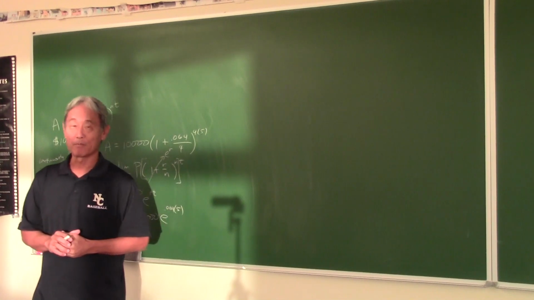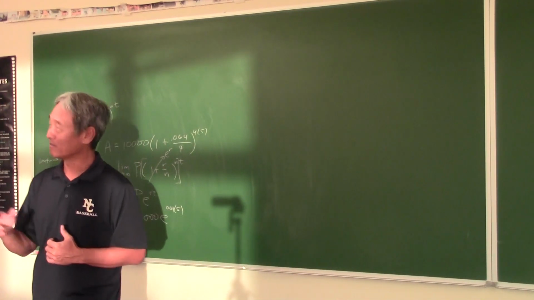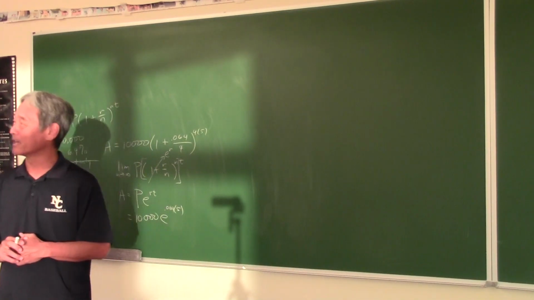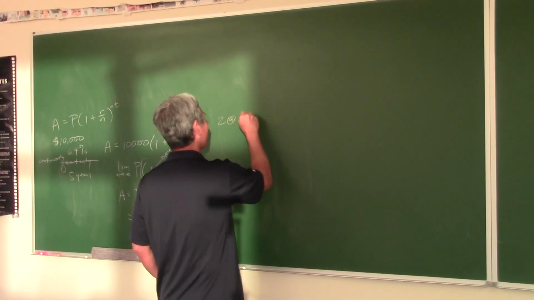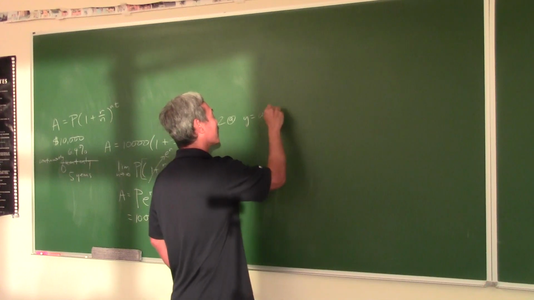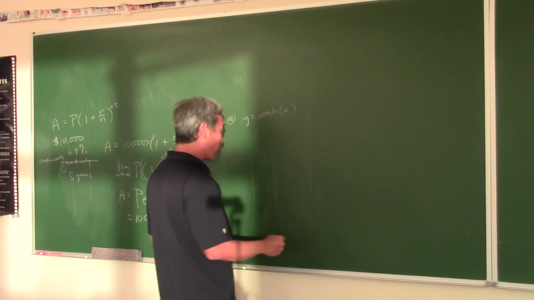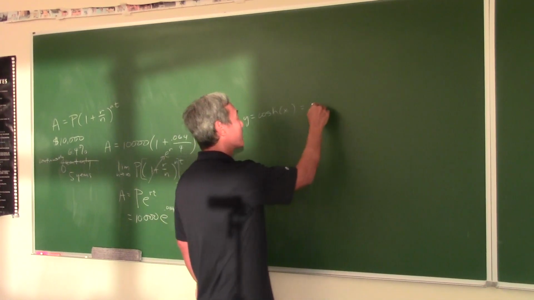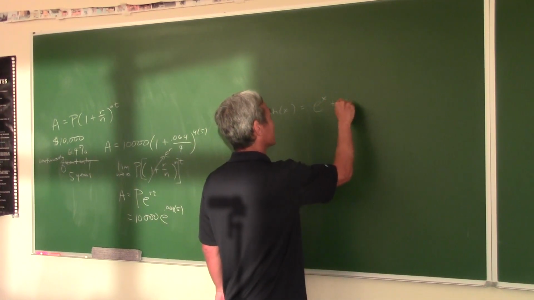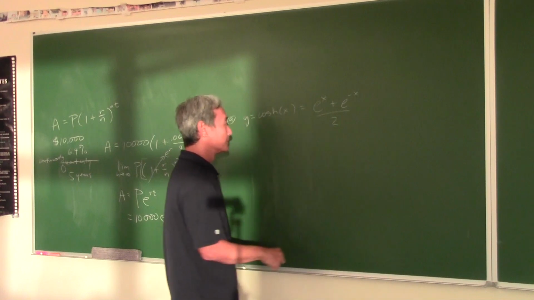Before, I used to have them do it by hand, but you know what, since I'm not here, why don't you guys just use your calculator? But I'm gonna show you one of them. This is the first one, to graph y equals the hyperbolic cosine function. Say what? Well, by definition, the hyperbolic cosine function is e to the x plus e to the negative x over 2.